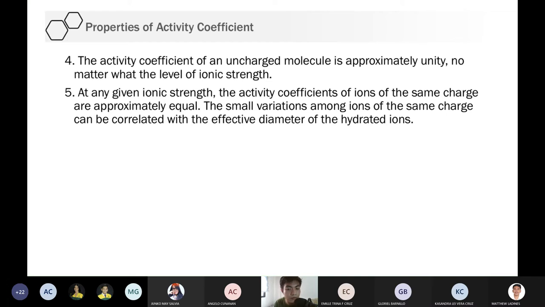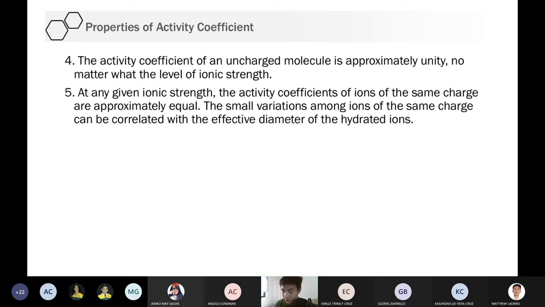Ang maximum number niya ay 1. Okay? So 1 yan kapag yan ay very dilute solution, ibig sabihin walang diverse ions. O kaya 1 yan kapag uncharged yung iyong species, no? Kasi wala siyang ionic atmosphere. Pero how about yung below 1?